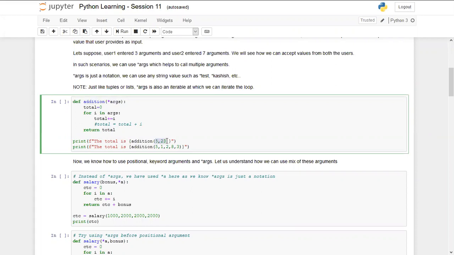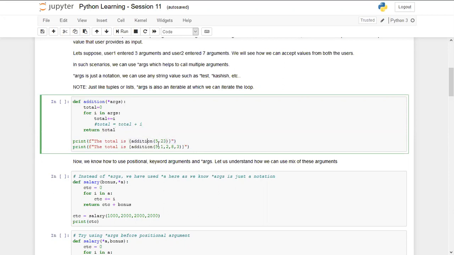So I have passed two values, 5 comma 23. So let's understand how it will be processed using the addition function. The first value of args will be 5 and the second value of args will be 23. So basically all these values are for this star args. When we iterate through it, in the first iteration it will pick up 5 and will add it to total, and then it will pick up 23 in the next iteration, and the new value for the total will be 28. And finally there is no more value to be processed by the addition function, so it will return the total value as 28 and it will print it here.